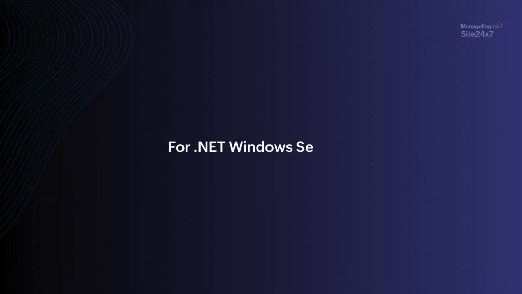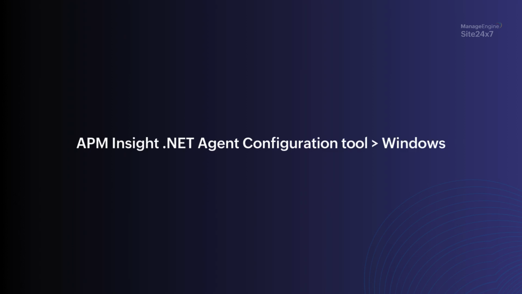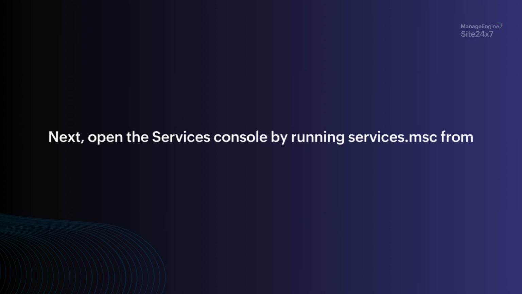Now let's check for .NET Windows services. Open the APM Insight .NET Agent Configuration tool again. This time, go to the Windows Services tab and ensure your service is selected for monitoring. Next, open the Services console by running services.msc from the command prompt.